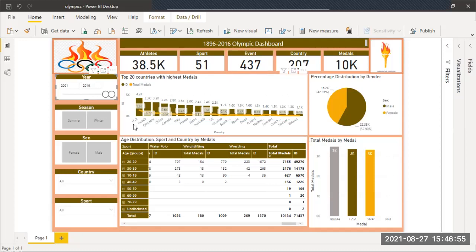We can also see that the US still tops the charts as the country with the highest number of medals, followed closely this time by Russia and then Germany. The age range is still 20 to 29 with the highest number of medals. And we can also see that the athletes are now winning more bronze medals than gold or silver medals.